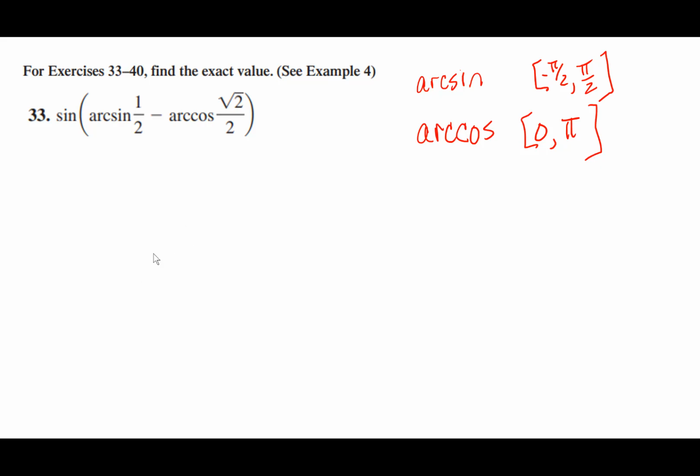So we know from our unit circle that the angle whose sine is 1/2 in the range negative pi over 2 to pi over 2 is going to be pi over 6. And the angle whose cosine is square root of 2 over 2 in the range between 0 and pi is pi over 4.